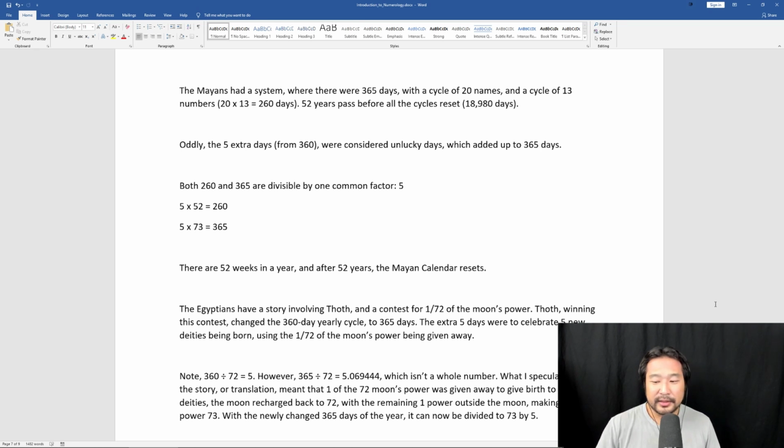I haven't found any numbers to coincide with that yet, but oddly, the 5 extra days, you know, from 360, they were considered unlucky days in the Mayan culture, at least from what I keep reading. And that adds up to 365 days total. So both 260 and 365 are divisible by one common factor, which is 5. You do 5 times 52, and that equals 260. You do 5 times 73, that equals 365.